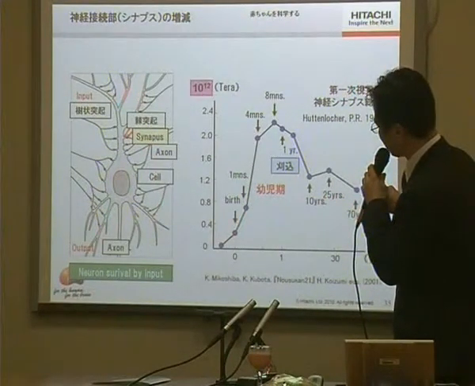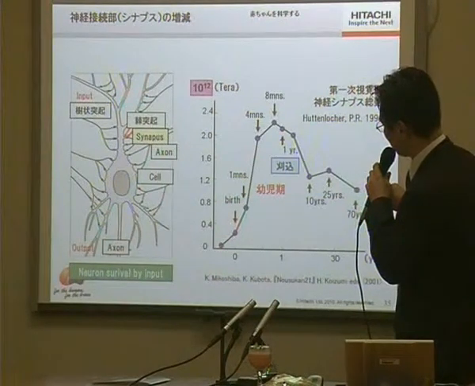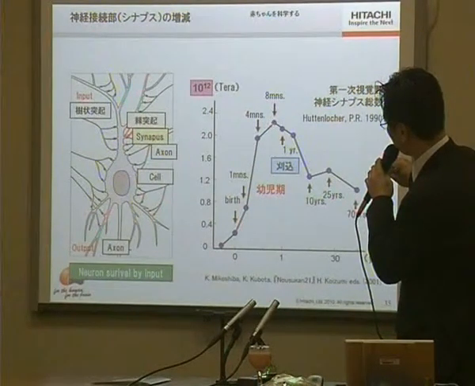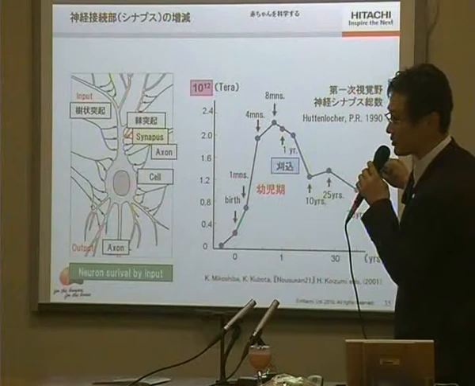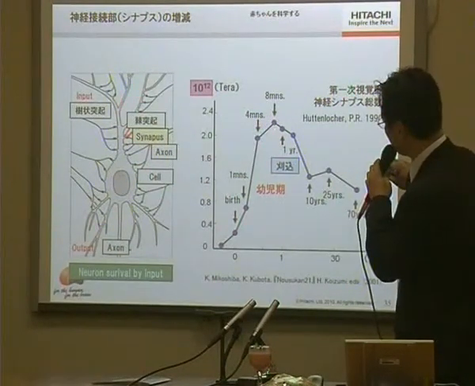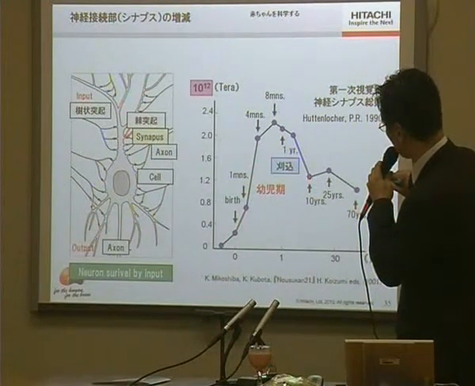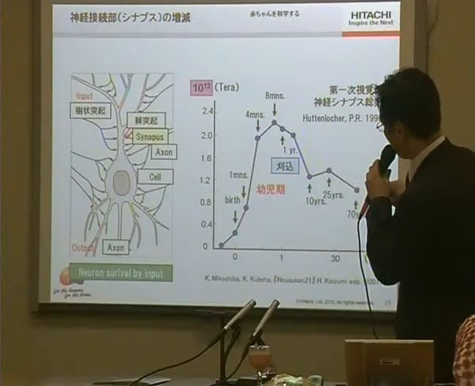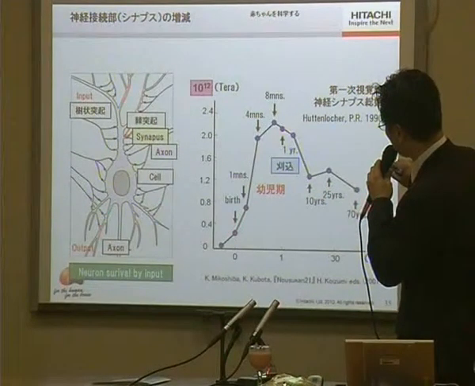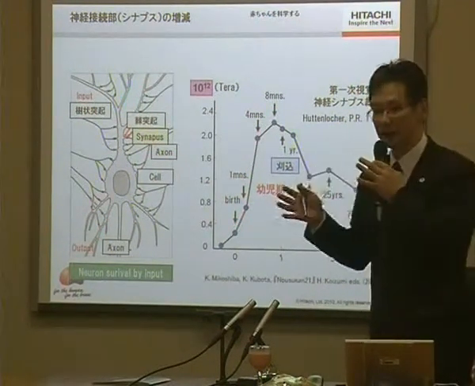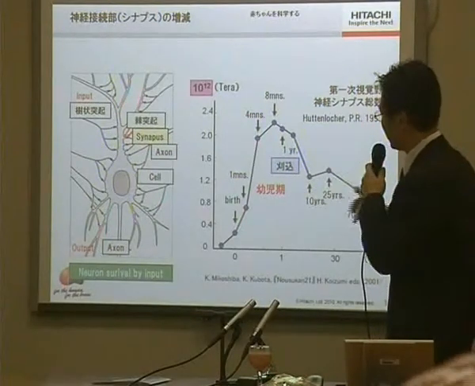And the number of synapses increases from birth, and the maximum number is at 8 months in the visual cortex. Then the number of synapses decreases slowly, and it becomes stable after 10 years old. And this dynamic change is very important because a lot of environmental stimulation is exposed to the infant.